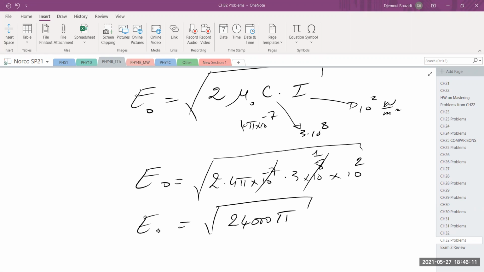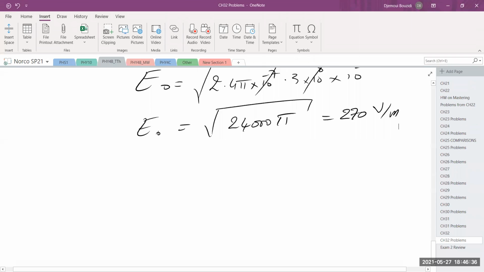So it's going to be the square root of 24,000 pi. So it's 274.58, or 270 because it's 2 sig figs, volt per meter. Compare that to the 4 volt per meter that we found for the broadcasting radio station.